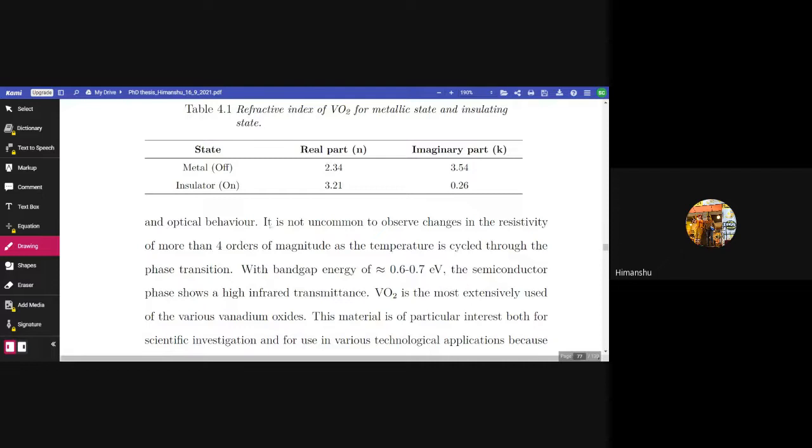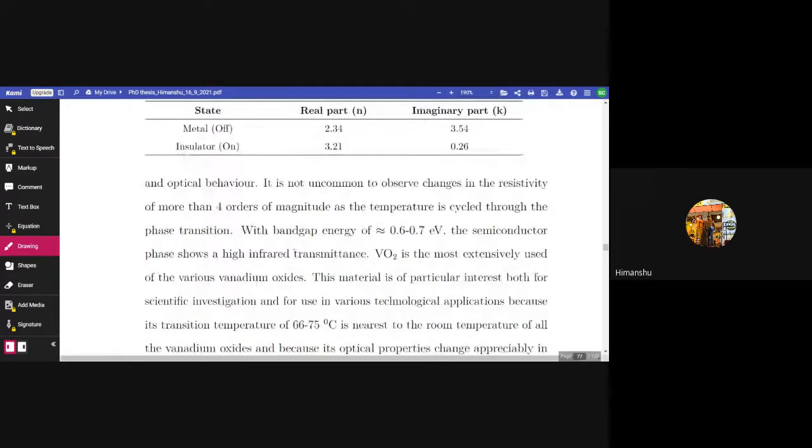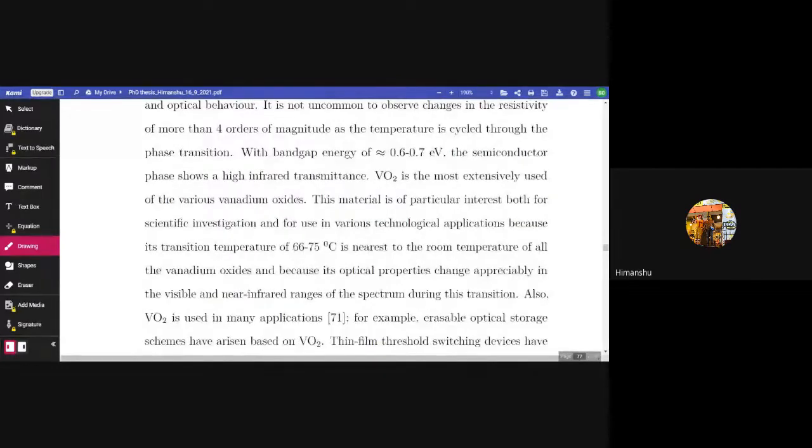VO2 is the most extensively used of various vanadium oxides. This material is of particular interest both for scientific investigation and for use in various technological applications because its transition temperature of 66 to 75 degrees Celsius is nearest to the room temperature of all the vanadium oxides, and because its optical properties change appreciably in the visible and near infrared ranges of the spectrum during this transition.